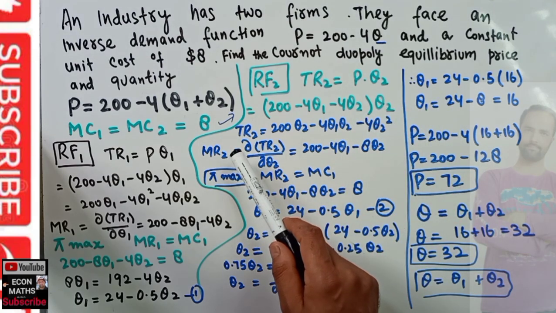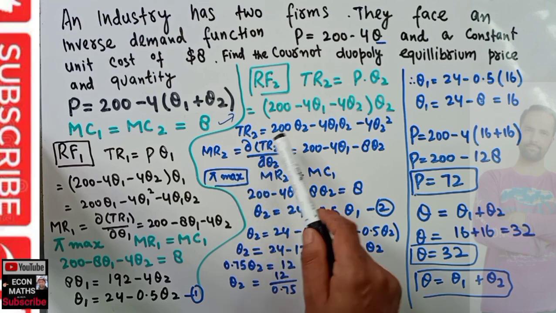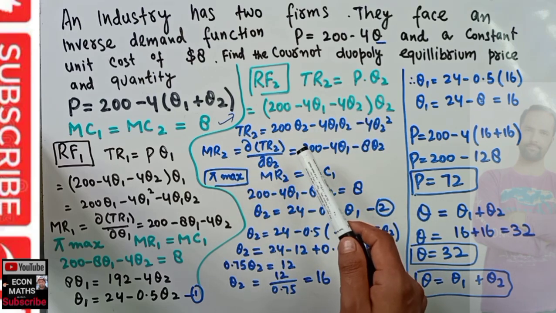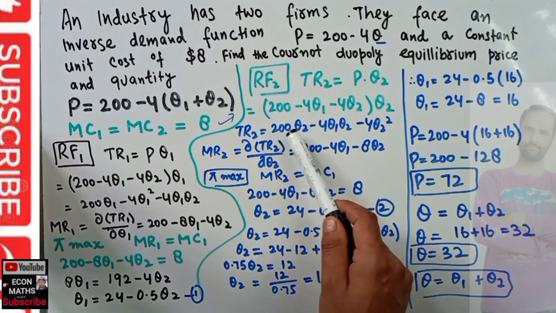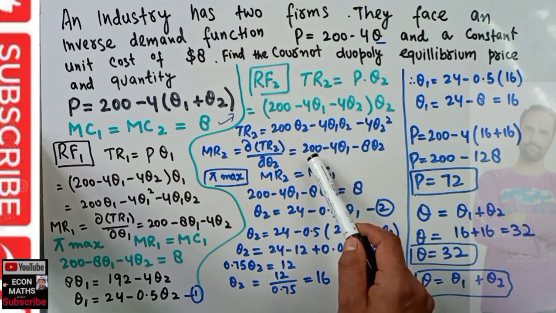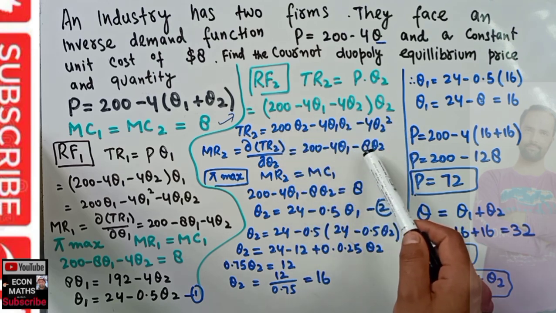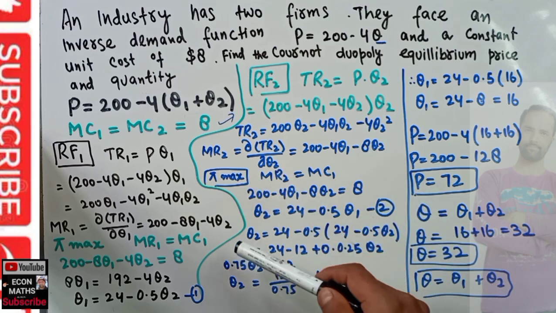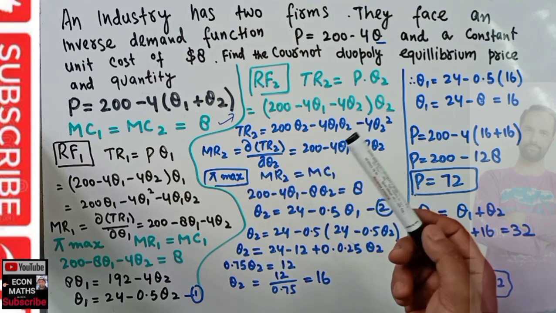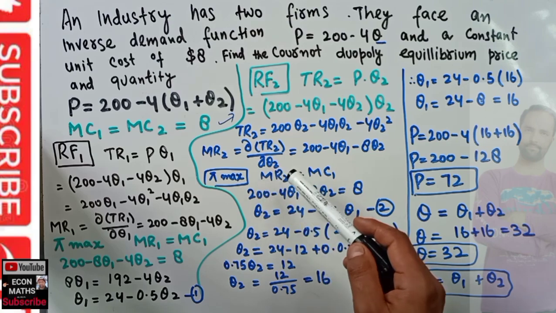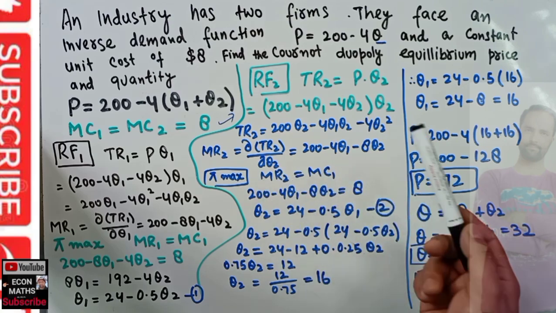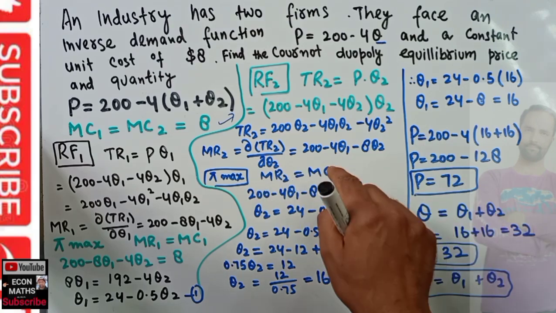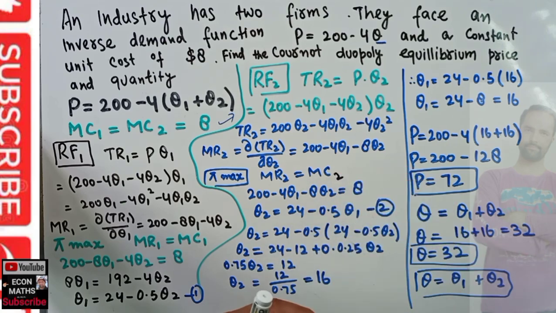Similarly, we need to find the marginal revenue function of firm 2, simply the partial derivative of the total revenue function of firm 2. When we partially differentiate this with respect to Q2, we get 200 minus 4Q1 minus 8Q2. Now, the profit maximization condition for firm 2 is the same, that is marginal revenue of firm 2 should be equal to marginal cost of firm 2 here.